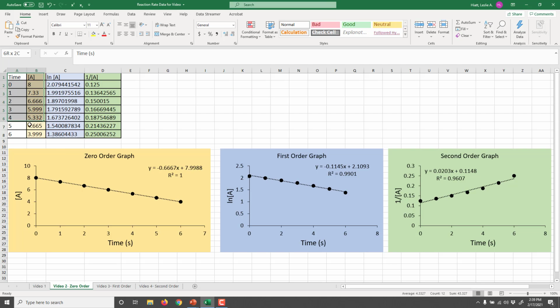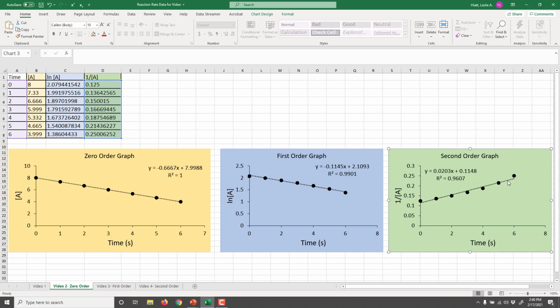Now, if we graph it the same way, we've got concentration of A, natural log of A, 1 over A, all of my formulas I have already set up for you. But now I look at my graph, and I can see here we've got an r squared of 1. You can't get much better than that. But my first order graph was actually pretty good. It doesn't look bad at all. 0.9991, 0.9901, that's really close to 1. So that looks good too.